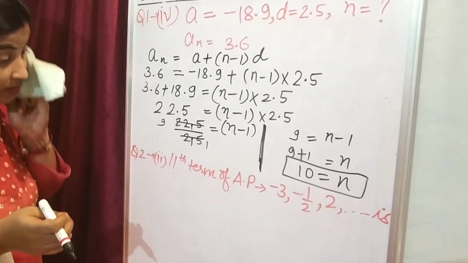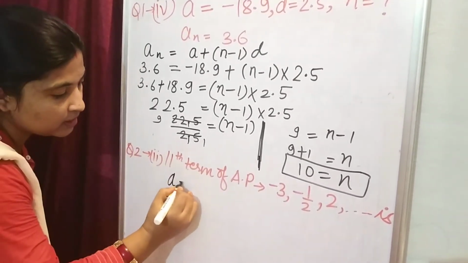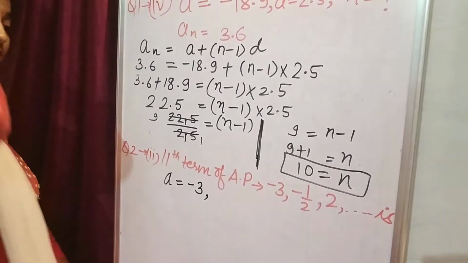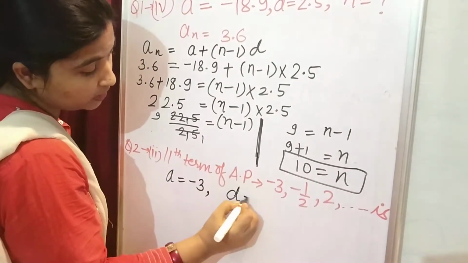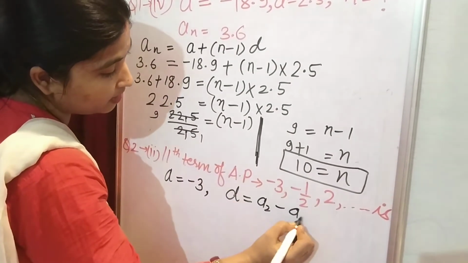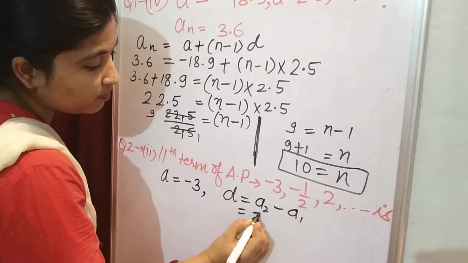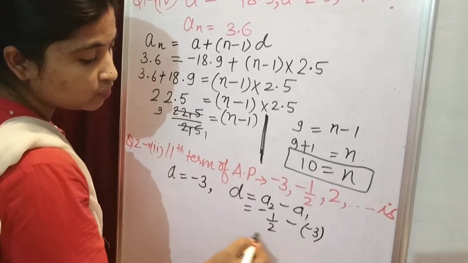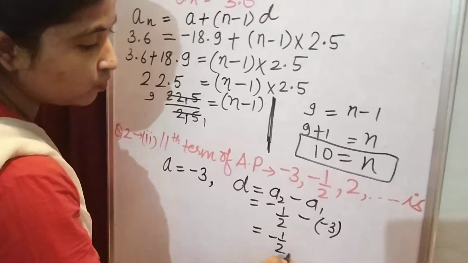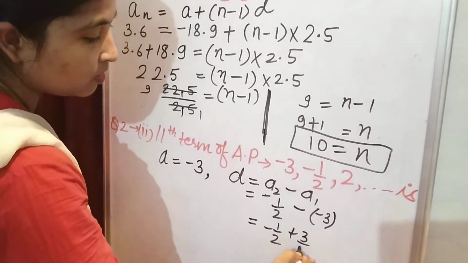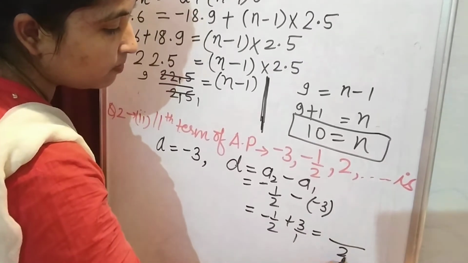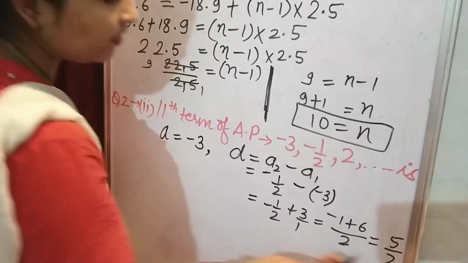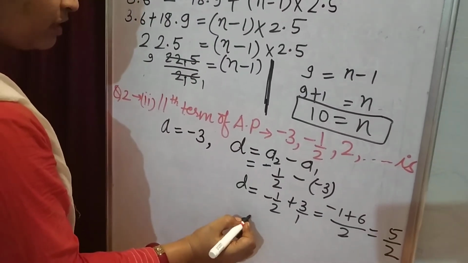So can you see what is the first term of the AP? Yes, the first term of the AP is minus 3. Now I have to find D. For D you know that D is A2 minus A1. So what is my A2? Minus 1 upon 2 minus A1, minus 3. Okay, so just solve it. Minus 1 upon 2 minus minus 3, so plus 3. I am taking the LCM: minus 1 plus 6, and that is your 5 upon 2. So what is the value of D over here? D is your 5 upon 2.